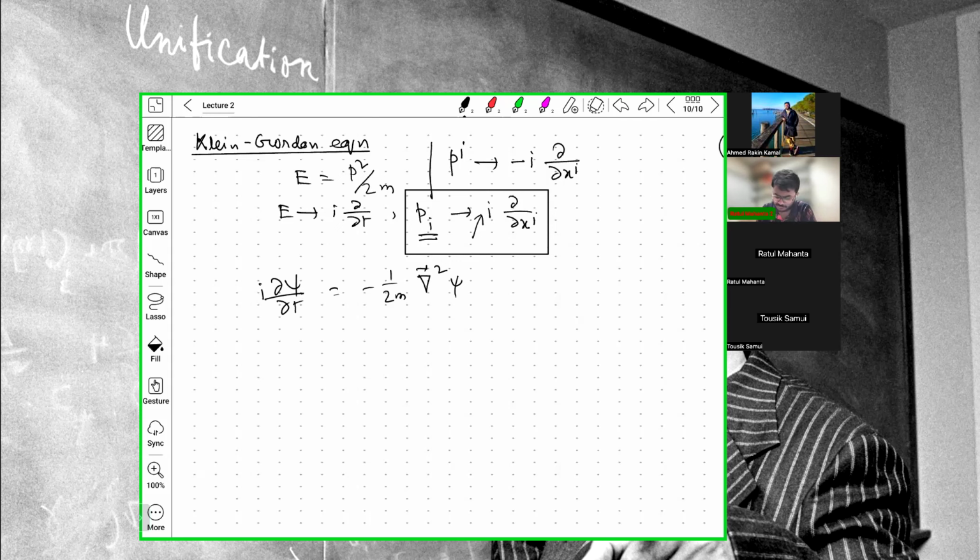And you know that this admits a plane wave solution. You can try this solution, and it is a solution only when E equals P squared by 2m. But for a relativistic particle, it is not E equals P squared by 2m.